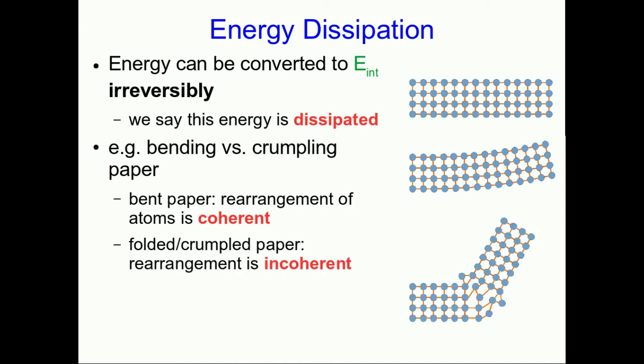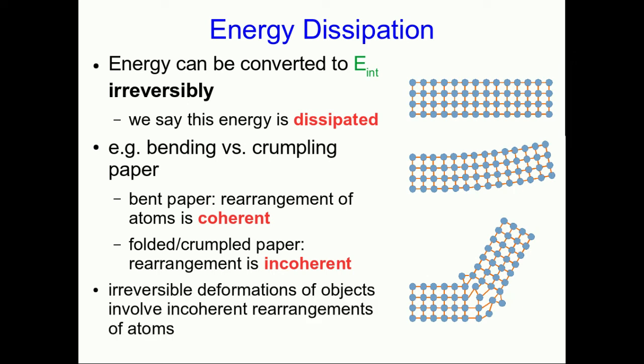On the other hand, when you crumple or fold the paper, you break atomic bonds, and atoms get displaced and form new bonds with different atoms in fairly random ways. Now the atoms can't get back to their original positions because there are other atoms in their way. We call this sort of rearrangement incoherent, which just means it's sort of random and disorderly. So irreversible deformations of objects involve incoherent rearrangements of the atoms in those objects.